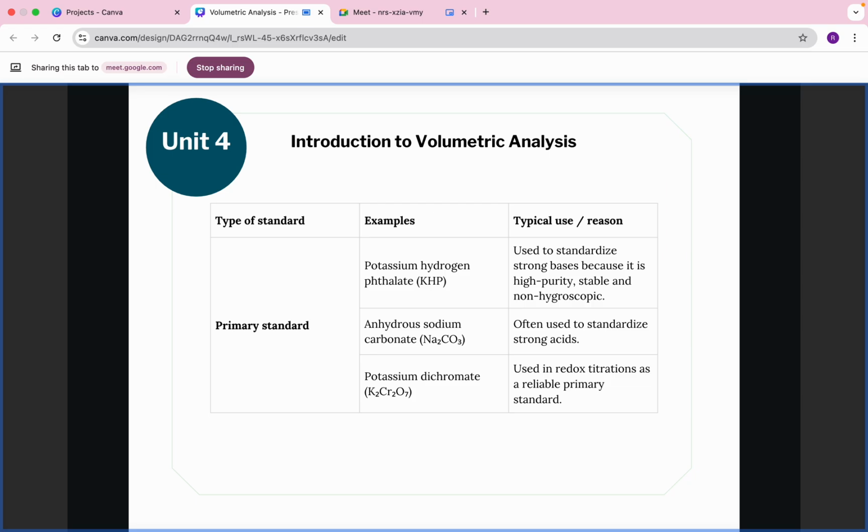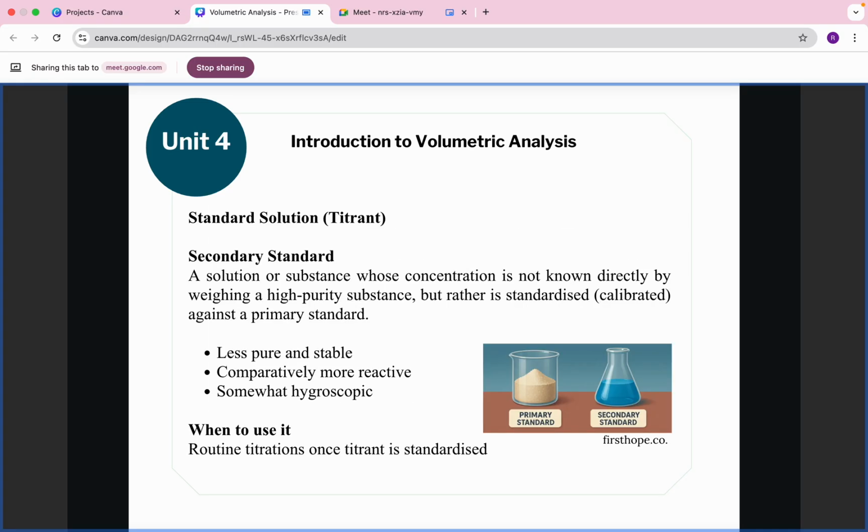So why can we use this primary standard in comparison to the secondary standard? Our primary standards are based on their properties. They don't easily degrade or change in terms of their chemical composition because of their stability. So it's very reliable when you use it for calibration or knowing the concentration of your standard solution.